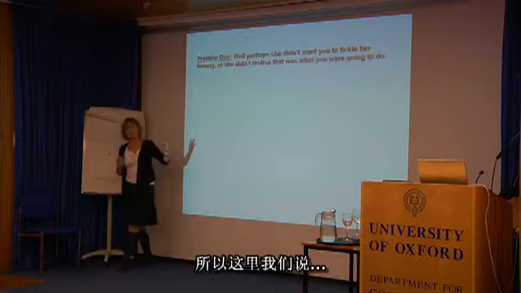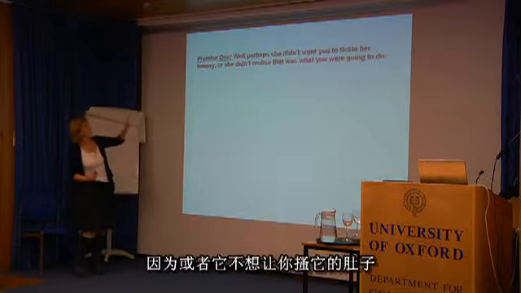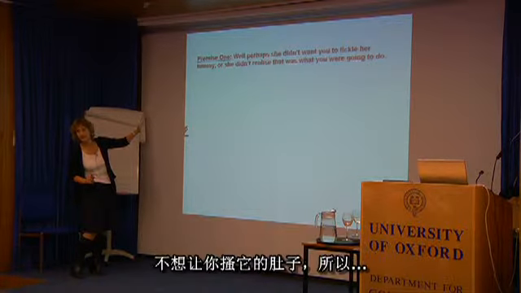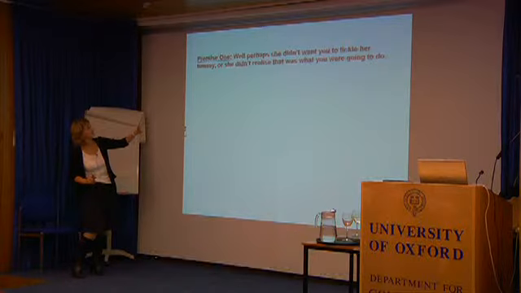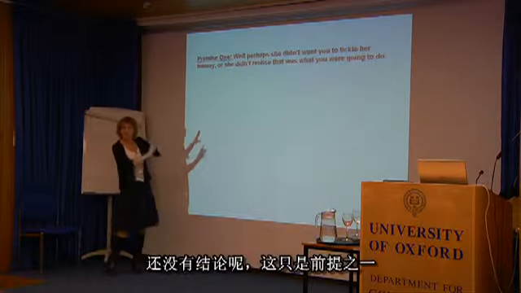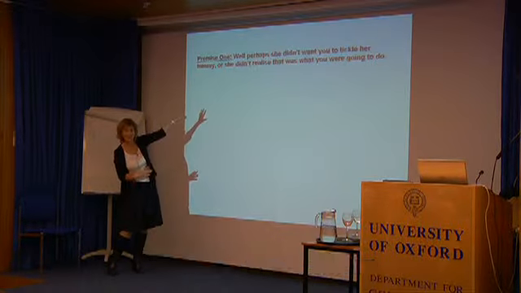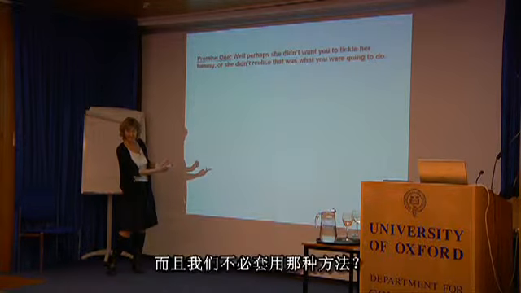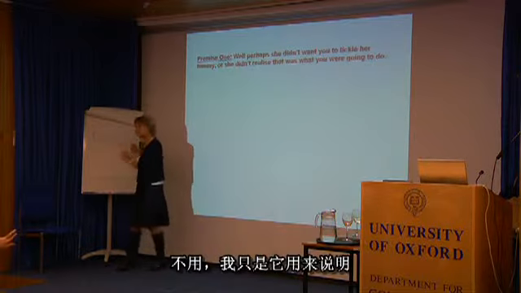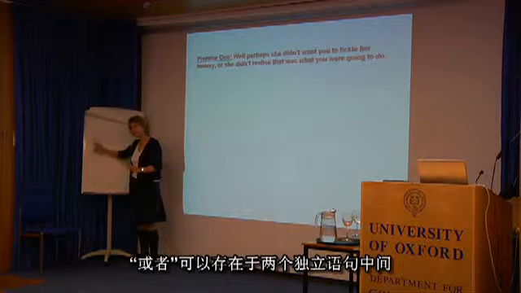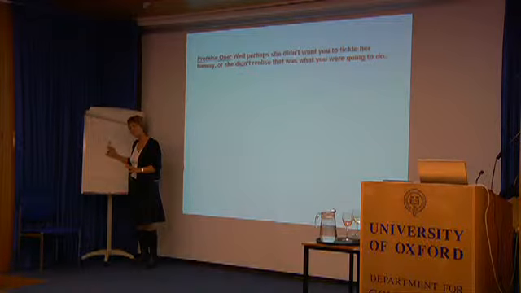Do you see what I mean? So here we say, either she didn't want you to tickle her, or she didn't realise what you were going to do. She didn't want you to tickle her. Therefore, can you see what I mean? But nothing follows from this. This is only one premise. We've got to get the whole argument before anything follows. No, I was just using that to illustrate that the or can stand between two independent sentences.